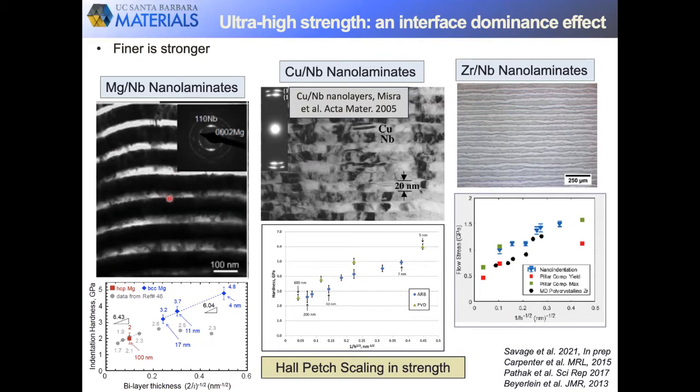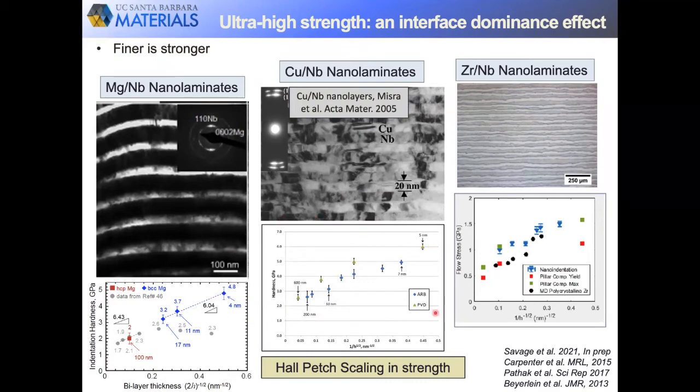For these magnesium niobium nanolayer composites, for instance, when the individual layer thicknesses range from about 50 to 2 nanometers, the hardnesses range anywhere from 2 to 5 GPa. Similarly, for the copper niobium composites, for layer thicknesses ranging from also 50 nanometers down to 5 nanometers, again, this is just the individual layers, the hardnesses, again, we're measuring hardness, range anywhere from 2 to 6 GPa. And this is likewise for the zirconium niobium nanolayer composites as well.